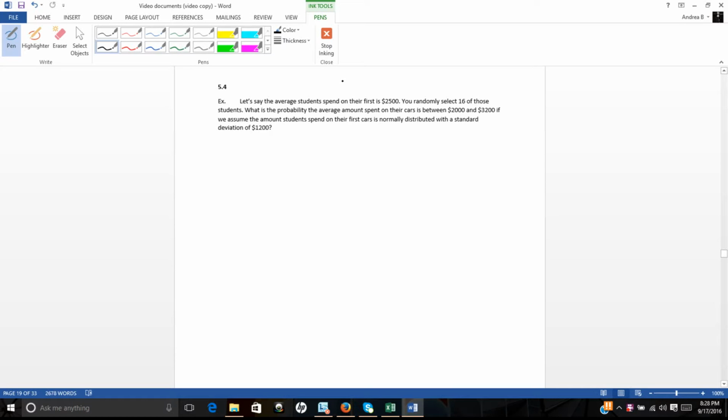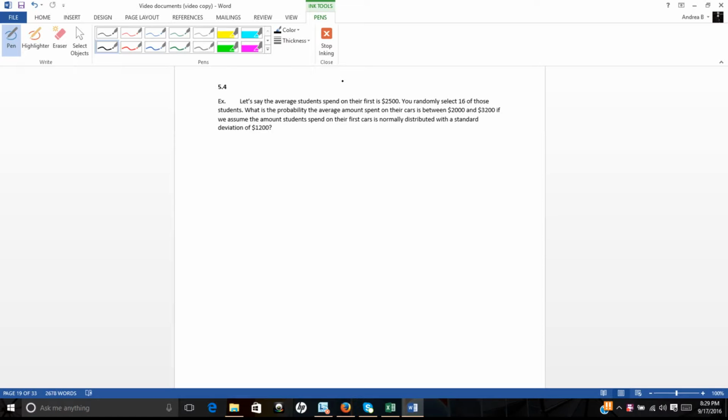In 5.4, we just have one new thing to discuss here, and that's in terms of the sampling distribution. Whenever we're dealing with a sampling distribution, we're going through and finding an average of a bunch of different samples over the entire population.